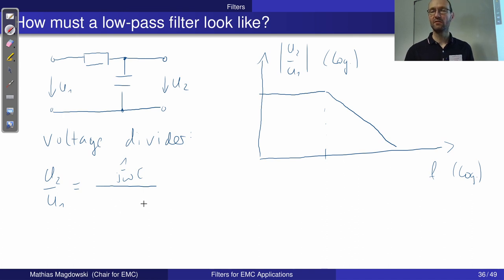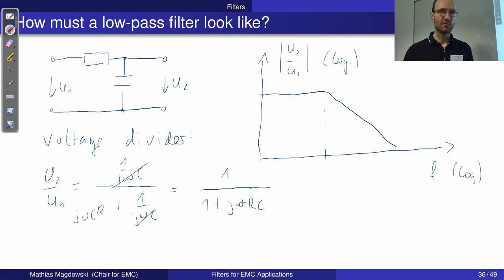And what should be in the denominator? The resistor plus the impedance of the capacitor. So here we have R plus 1 over j omega C. And so this equation does not look very nice because of this double fraction. So what can we do to get rid of this double fraction? We can multiply by j omega C. So here it's cancelled, and here it's added. So here we have one j omega C. So at the end we get 1 over 1 plus j omega R C.